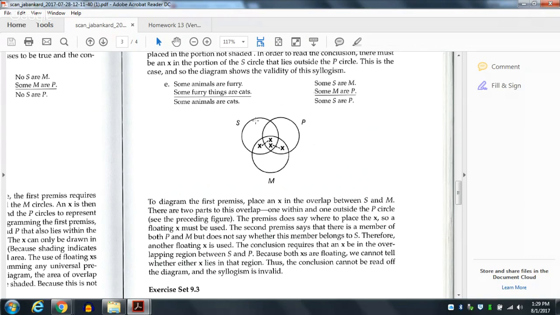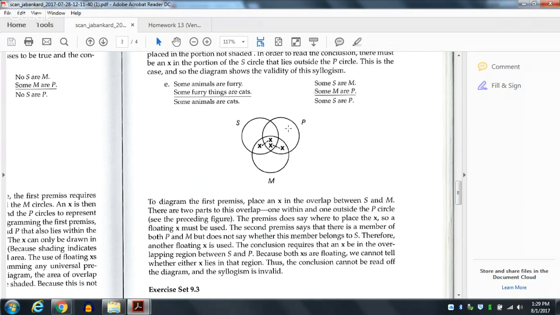So some animals are furry. S is animals, M is furry. The X is either going to go here or going to go here, right? So it's these two X's, because it's got to be somewhere in the overlap between animals and furry. But we're not sure where it goes. So you put an X in both places and you draw a line. Deductively, you can conclude nothing from that because we're not sure where the X is. The X could be in either location, or maybe it's in both. We don't know. And since you don't know by necessity, deductively, that's not helpful.